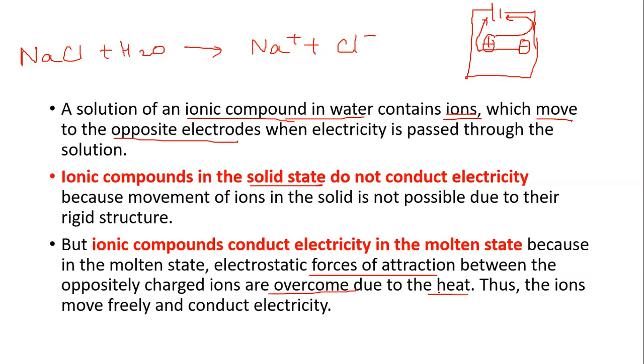So you have to remember that ionic compounds conduct electricity in solution, that means in water, or when they are melted. But when they are in the solid state, they do not conduct electricity because the ions are not free to move. Are these properties clear to you?